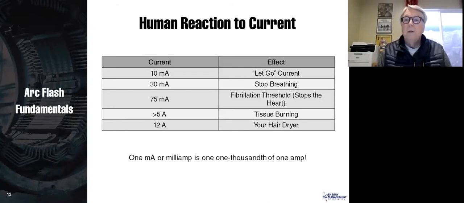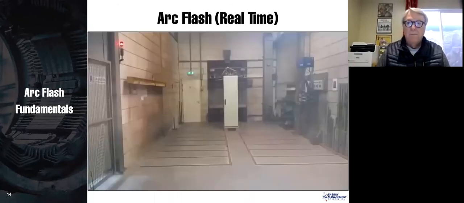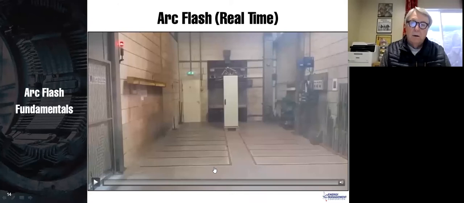And then you can see the rest of them. 30 milliamps for stop breathing, 75 milliamps, your heart goes into fibrillation, and 5 amps, you get tissue burning. And a typical hairdryer takes 12 amps. So our bodies aren't very good, or maybe you could say too good of conductors of electricity, but they don't tolerate it very well.